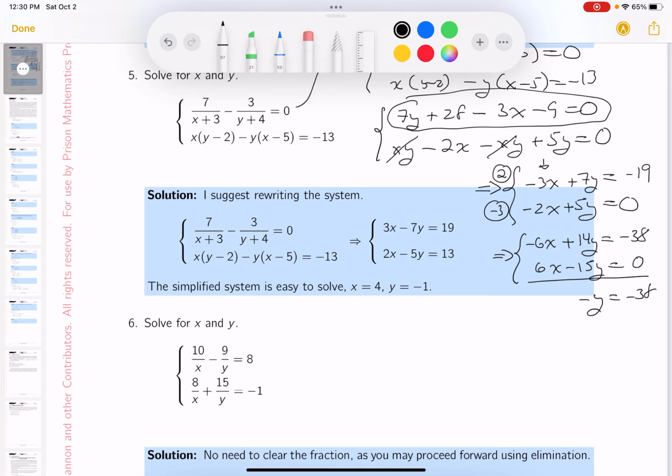I think I made a mistake somewhere. Let's see what I did wrong. Oh, I copied wrong. So I've got to go back. Someone says, why do you know you copied wrong? I'm looking at the answer, and the answer is y is minus 1. I was going to say the answer is y equals 38. That can't be right.